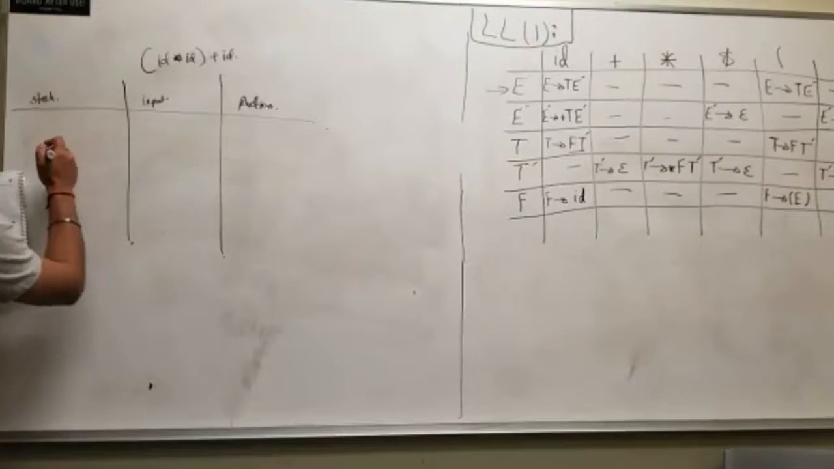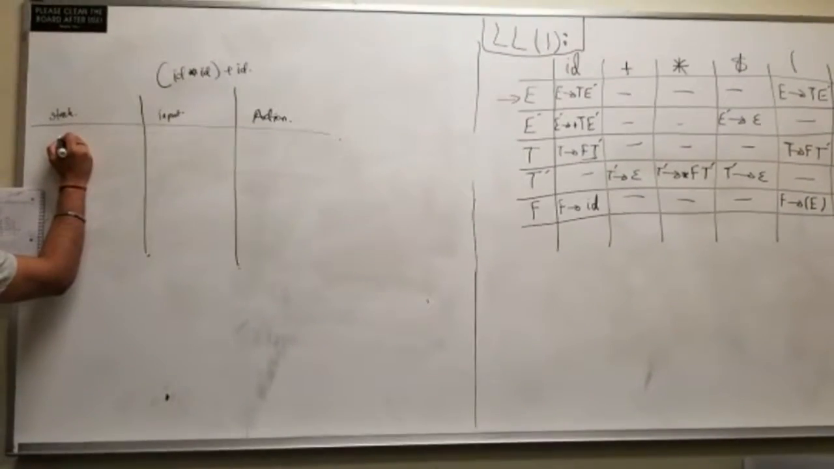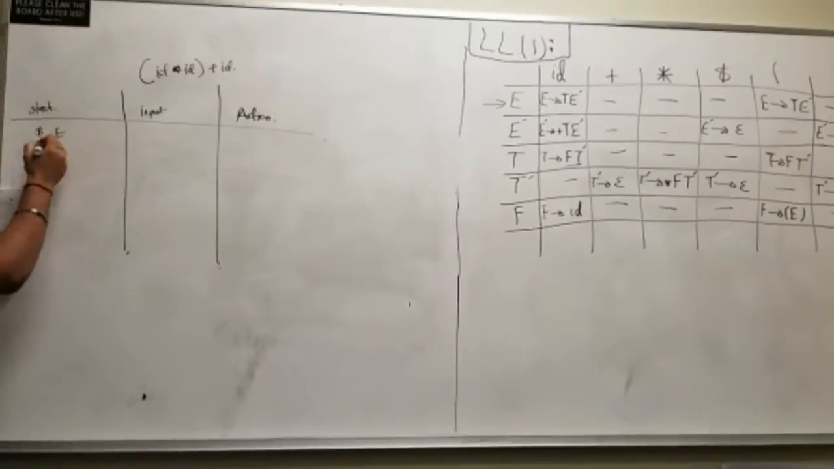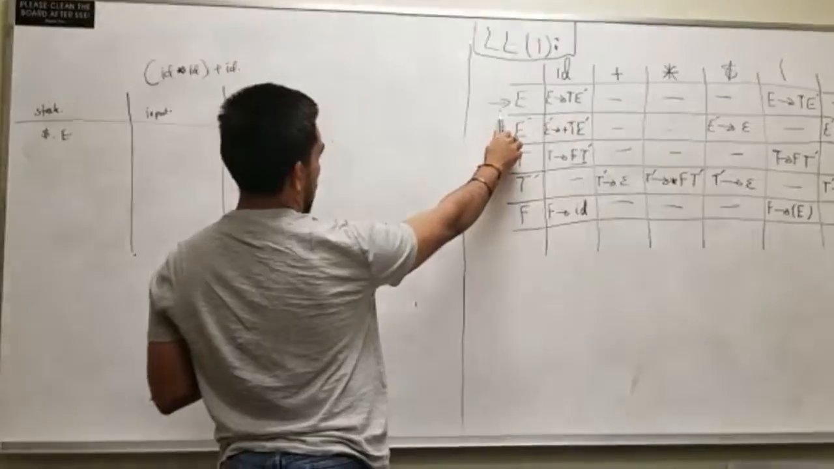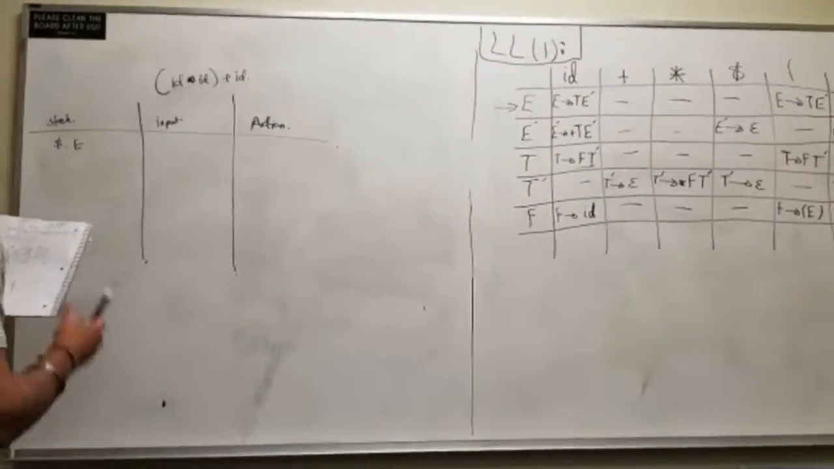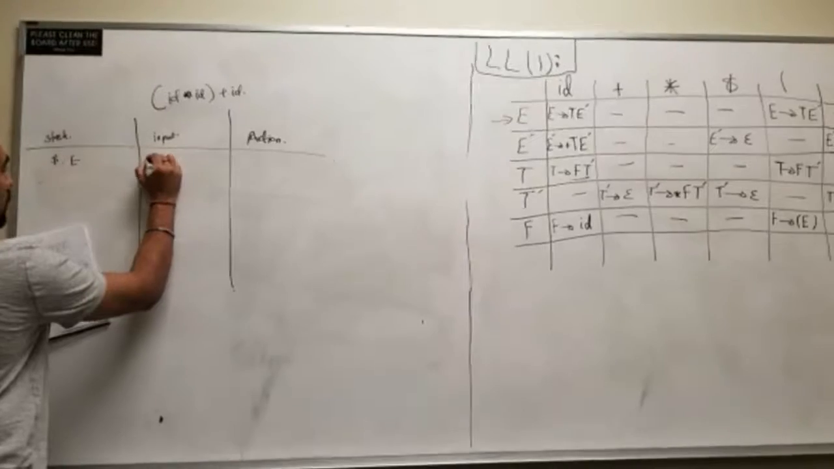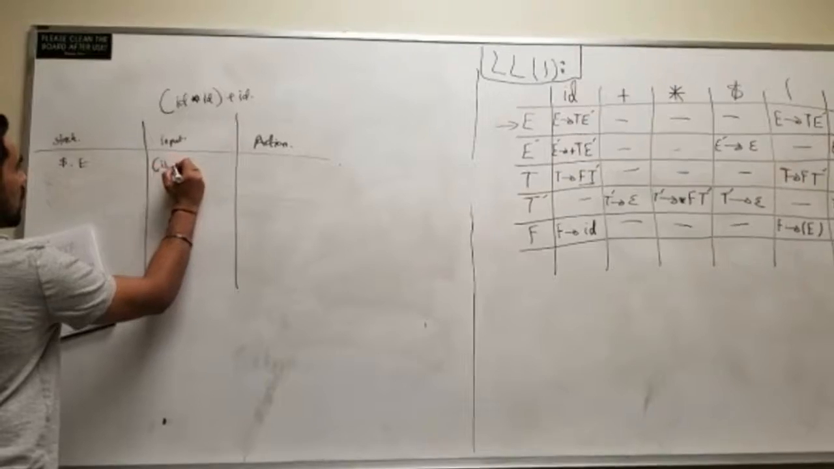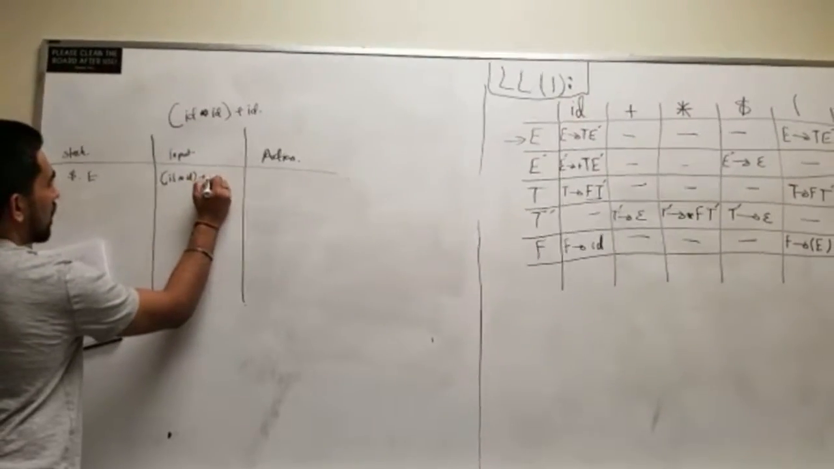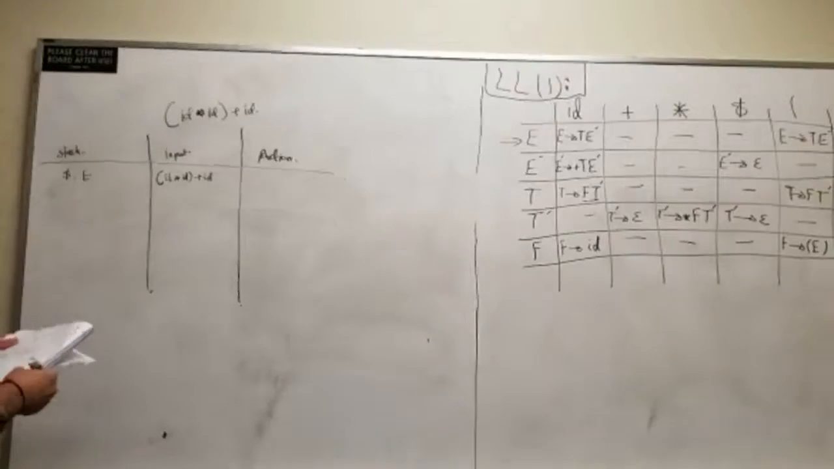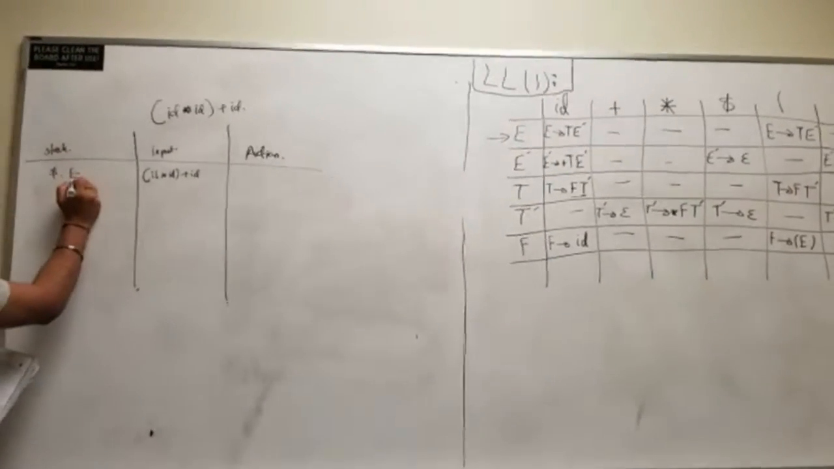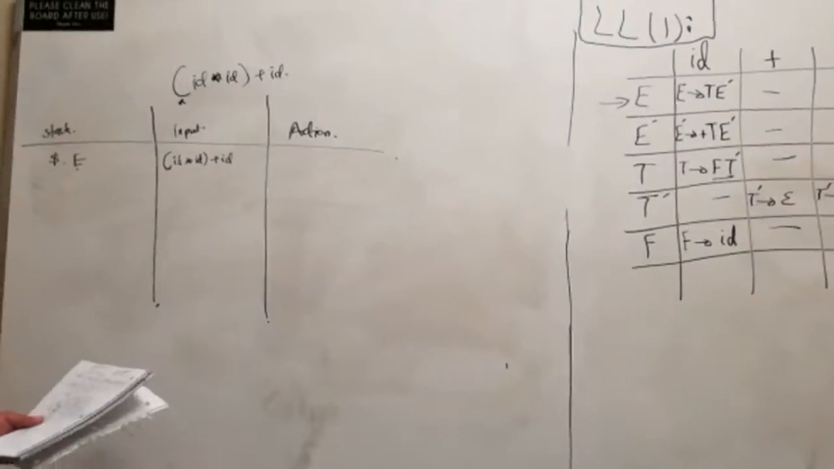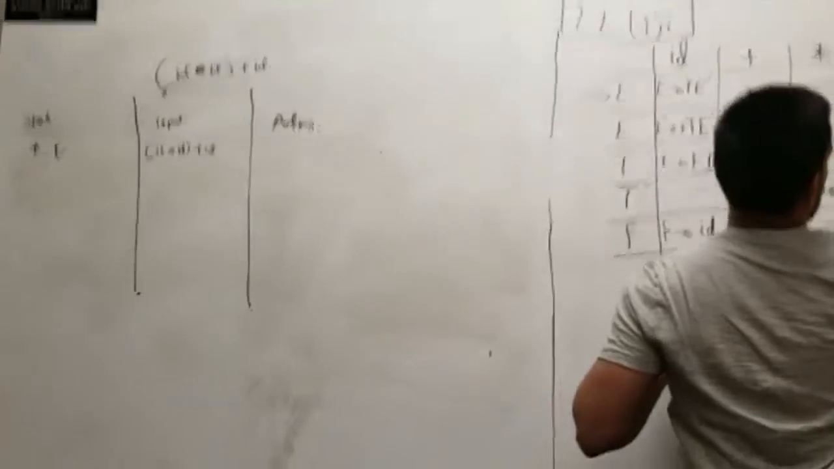So first we'll start with dollar and E. E is the first grammar symbol, so we'll start with E. Initially the input will be the same. Now we have to check E with the first input. What is the first input? It is the open parenthesis. So E with open parenthesis is TE bar.